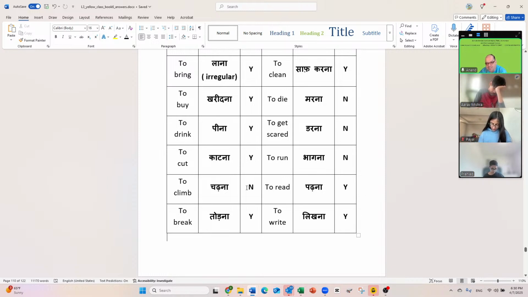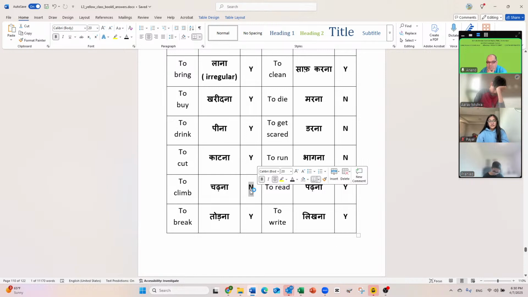You will get an answer. You're right. We'll say, what did I have to climb? So, please change this to no. Chadhna has to be no. Okay. I will see what happens. Sometimes this rule doesn't work. The questioning doesn't work. Then we have to go to our native Hindi.